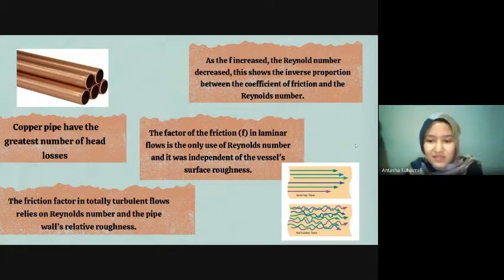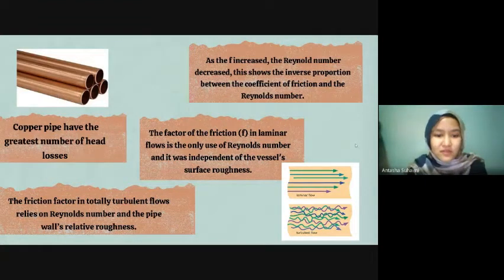In this experiment, as the friction factor increased, the Reynolds number decreased. This shows the inverse proportion between the coefficient of friction and the Reynolds number. The friction factor in laminar flow depends only on the Reynolds number and is independent of the pipe surface roughness. The friction factor in totally turbulent flows relies on the Reynolds number and the pipe wall's relative roughness. But mostly, the coefficient of friction that will be calculated will be estimated based on the Moody diagram.